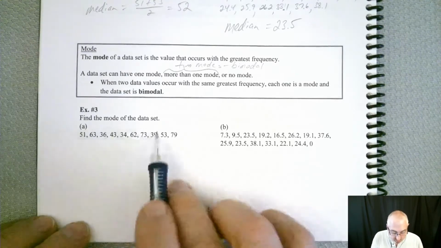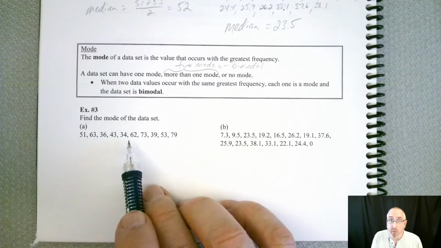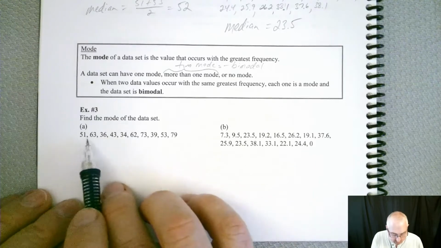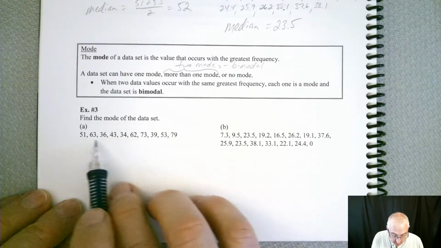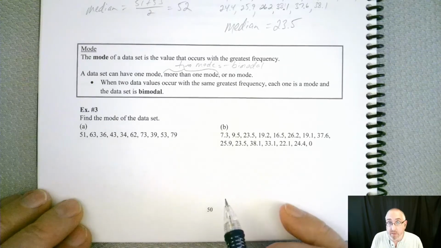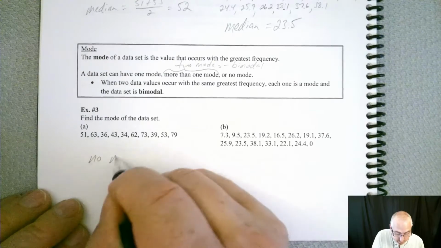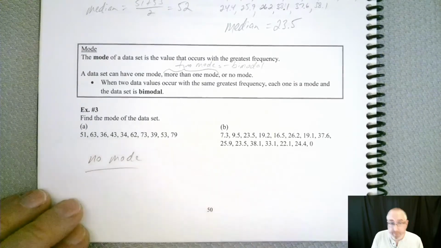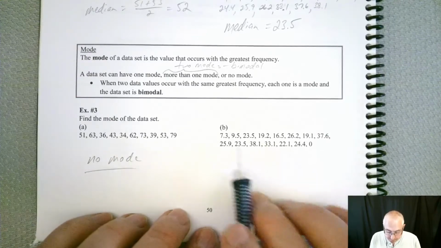All right, so let's find the mode here. If we look for some repetition, that's the big thing. We want numbers that repeat. And in this case, I'm not seeing any repetition in any of those numbers. So if there's no repetition, there's no mode. Done.